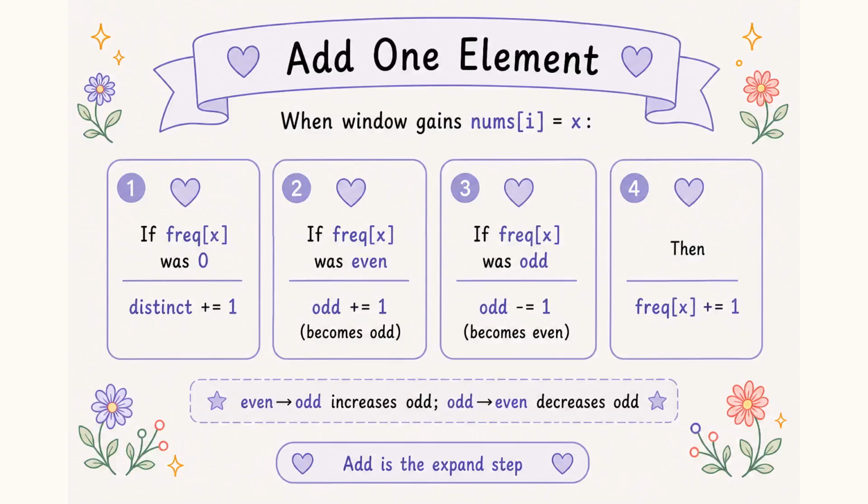Add one element x into the window. If its old frequency was 0, increase distinct by 1.